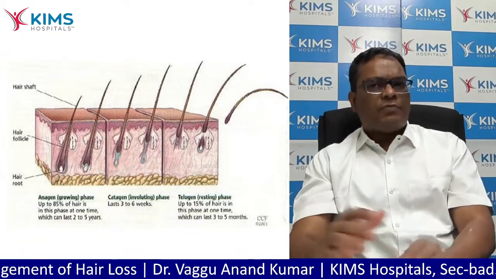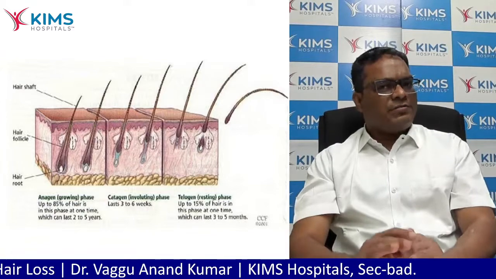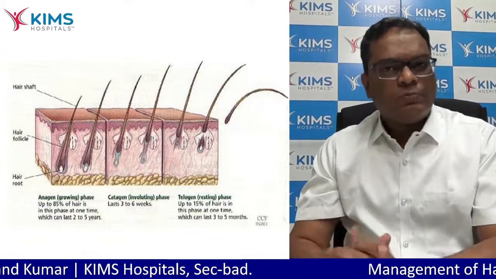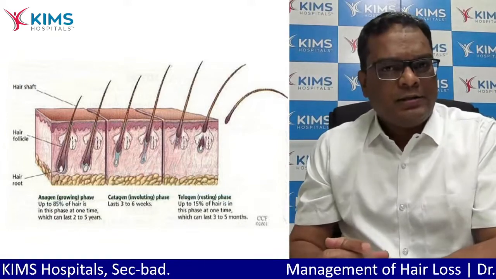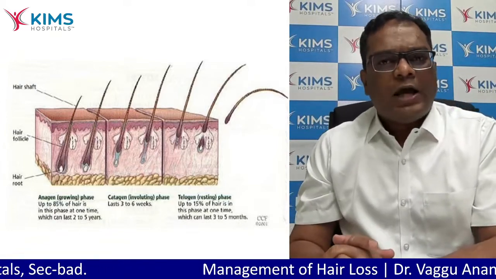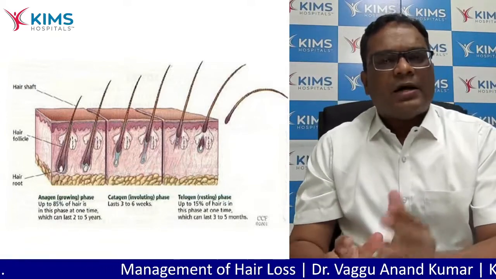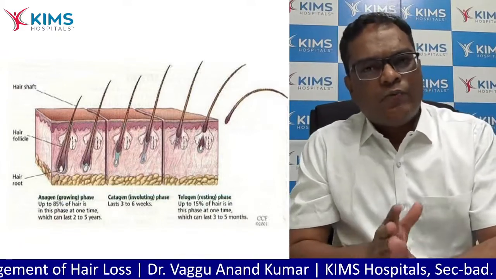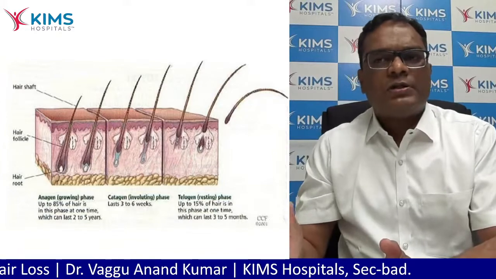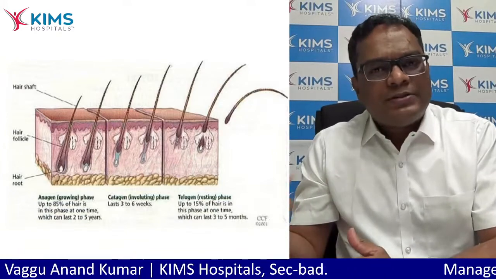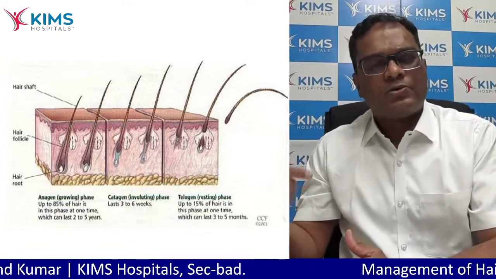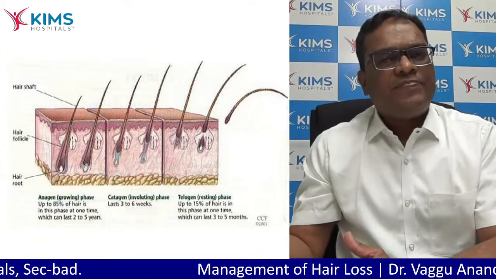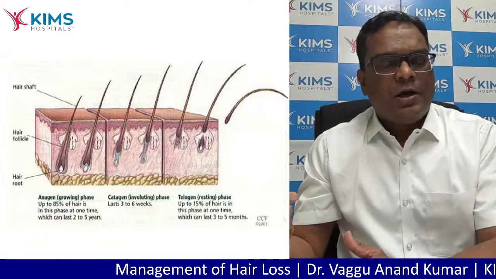So 50 to 100 hairs falling is absolutely normal. If you are losing more than 100 hairs per day, then that is significant. What happens is that the anagen phase duration will reduce, and the hairs will turn very quickly towards the telogen phase. So the telogen percentage, rather than 10%, may increase to 20% or 25%. That is the reason you will see excessive hair shedding.